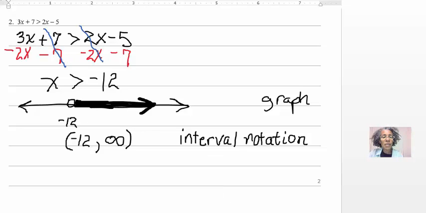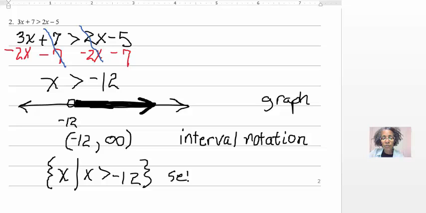Okay, and then set builder notation, I use braces, the set of all x such that x is greater than negative 12. So that's my set builder notation. Three different ways to show or illustrate the same set of numbers.